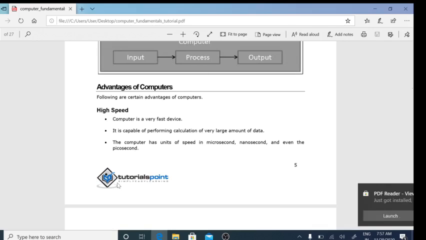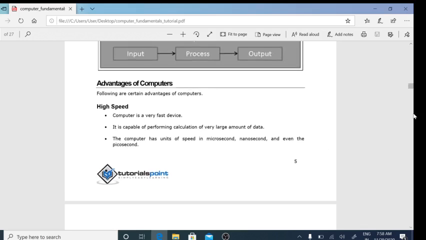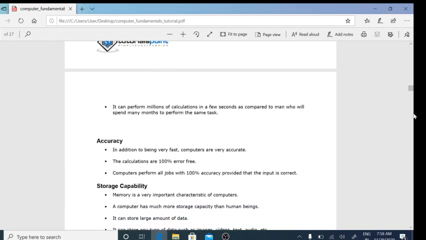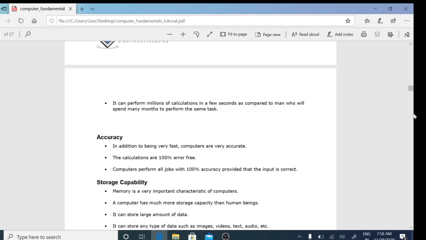Number 1, high speed. A computer is a very fast device because it can perform calculations on a very large amount of data. It can do the calculations in microseconds, nanoseconds, meaning a fraction of a second. So the computer has high speed. It can perform millions of calculations in a few seconds, as compared to a man who will spend many months to perform the same task. Again, it has high speed.